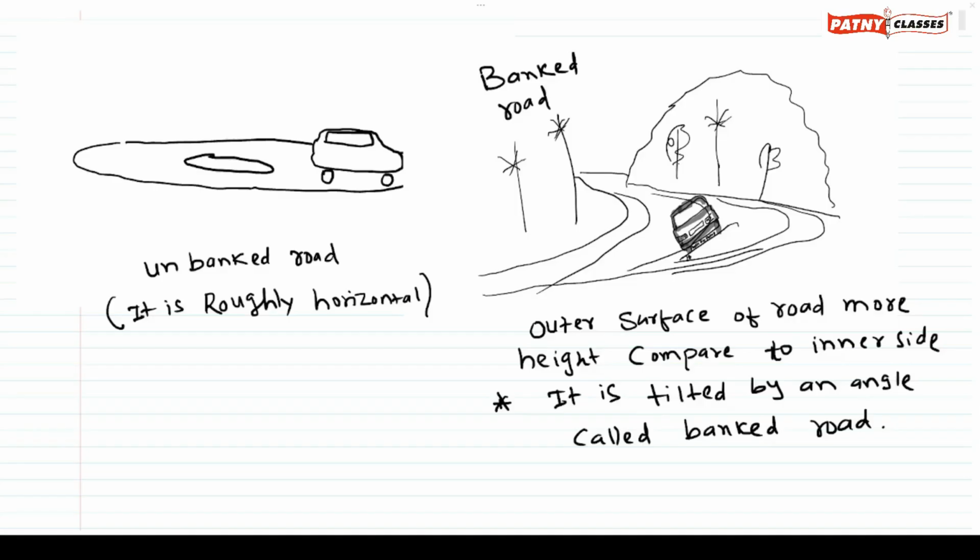There are two types of roads. One is called unbanked road. Unbanked roads are roughly horizontal roads. The second type is called banked road. In case of a banked road, the outer surface of the road is higher compared to the inner side of the road. It is tilted by an angle theta. Such roads are called banked roads. Banked roads are designed for the safety of the vehicle. The next question is based upon the banking of the road.